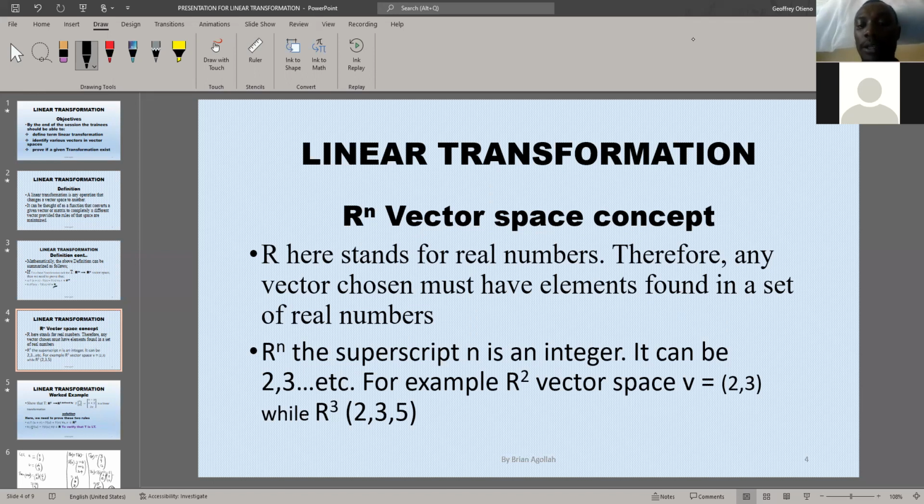For instance, take an example of R2 vector space. That means if you take a vector v, it must have two elements, for example v = (2, 3). You can see here we have two elements. You can also take a vector p = (a, b), so vector p has two elements. If you take a vector in R3, you must have three elements, for example (2, 3, 5).